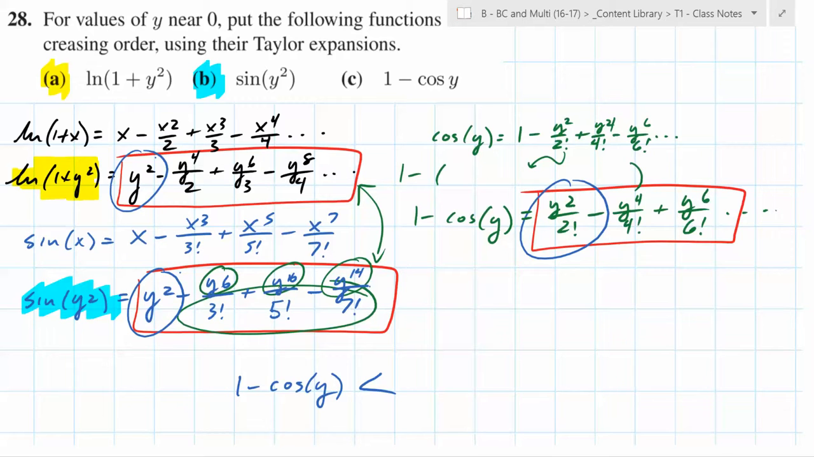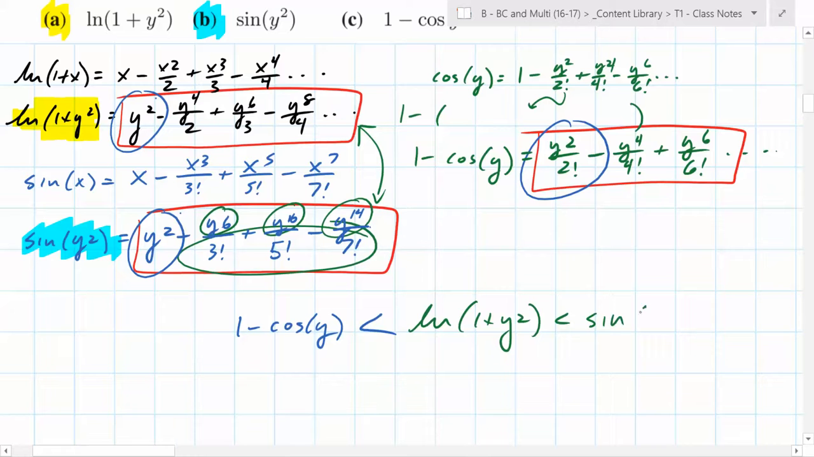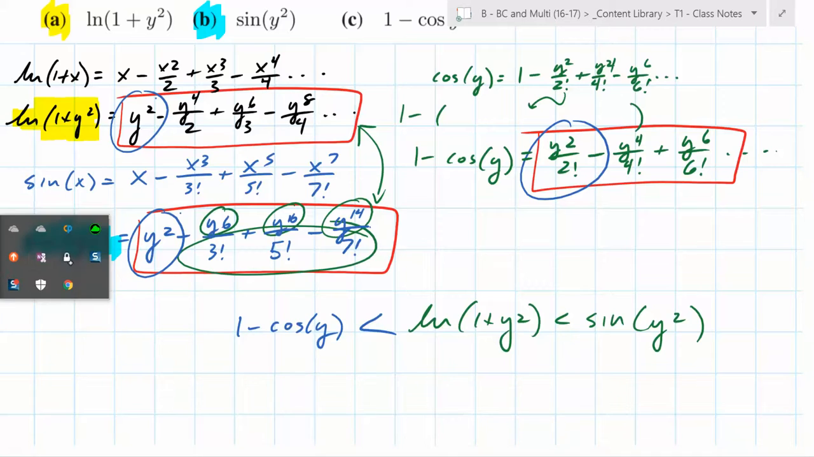Okay. So sine of y squared is going to be? You have to be really careful here, everybody. Take a look at this. Exactly. So the next one is ln of 1 plus y squared, and then it's sine of y squared. That's a really cool question. I like that one a lot. I think you got it.